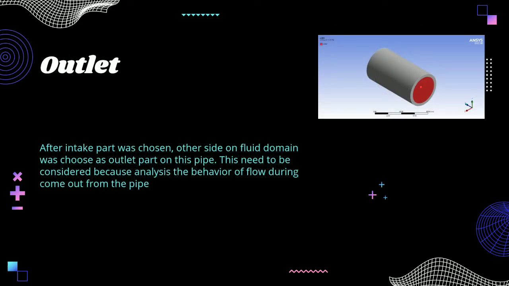For the outlet, the intake pipe was chosen. The other side of the fluid domain was chosen as the outlet pipe. This needs to be considered because we analyze the behavior of the flow when the water comes out of the pipe.